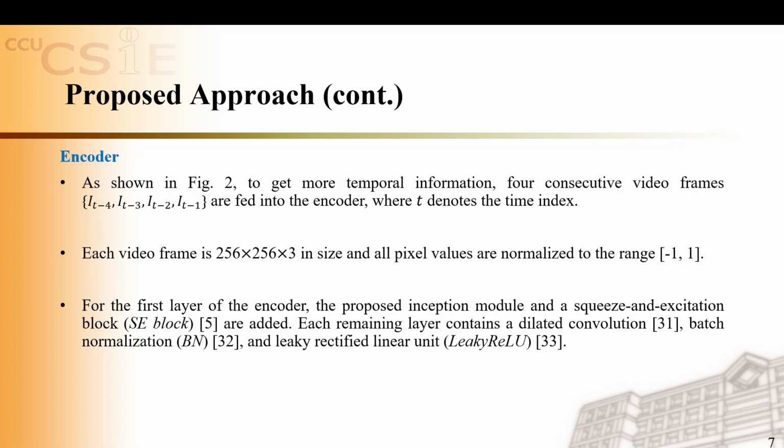For the encoder, as shown in Figure 2, to get more temporal information, consecutive video frames are fed into the encoder. Each video frame is normalized, and all pixel values are normalized to the range -1 to 1. In the first layer of the encoder, the proposed inception module and a squeeze-and-excitation block are added. Each remaining layer contains a convolution, batch normalization (BN), and leaky rectified linear unit (leaky ReLU).